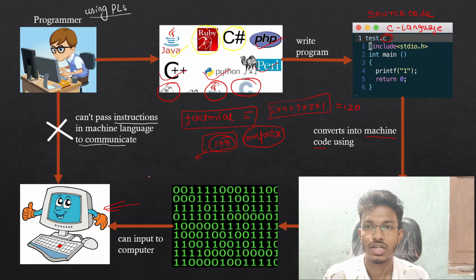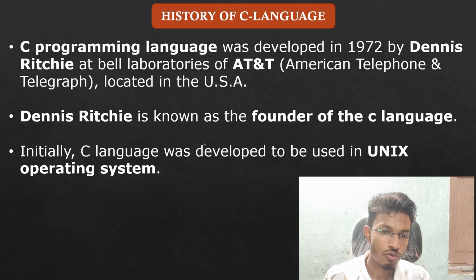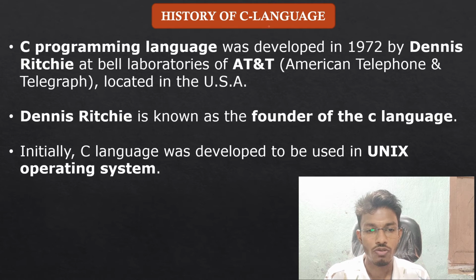We call them compiler and interpreter, and combined we call them a translator. Basically, they translate. Now moving further ahead, we should learn about the history of the C language.